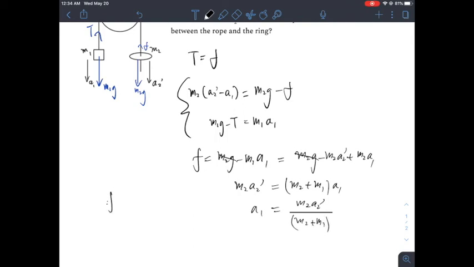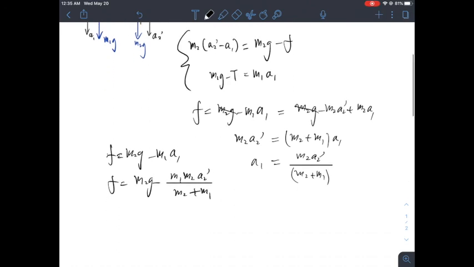So after we solve for A1, we can plug it back into our friction equation. Friction we can say is equal to M2G minus M1 A1. So we have F equal to M2G minus, plugging in A1, M1 times M2 A2 prime divided by M2 plus M1. And that's our final solution.